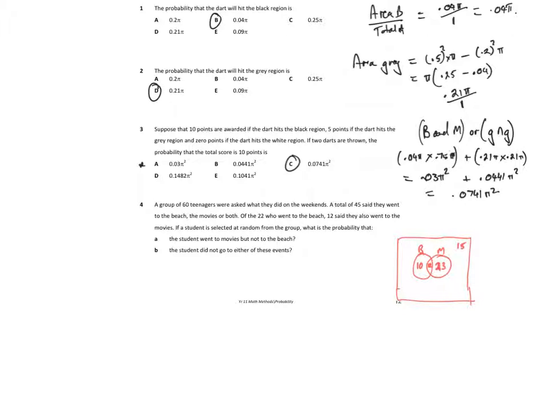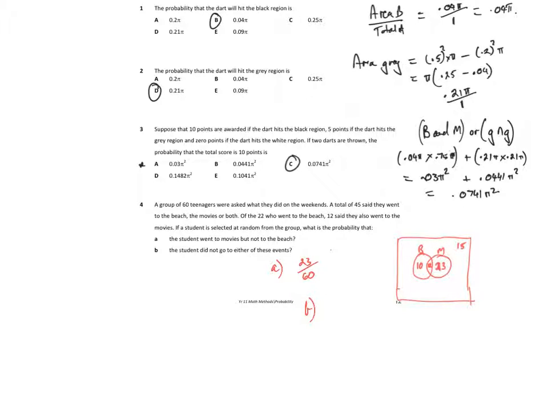All right. 23, 35, 45 people in total went and saw something in the circles. Right. Find the probability that the student went to the movies but not the beach. So how many went to the movies but not the beach? There were 23 of them. So for A, we can see that that's just 23 out of 60.